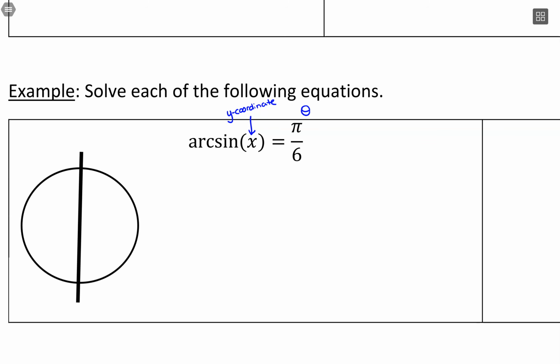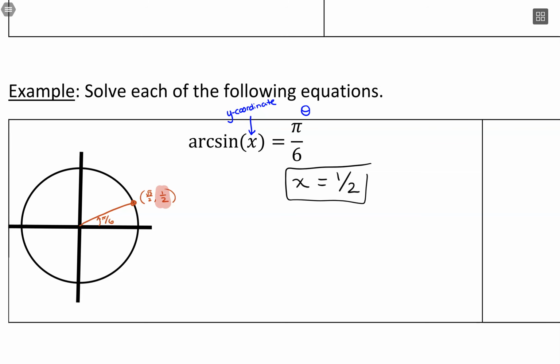If I'm on the unit circle, they're giving us the angle measurement. So we're at pi over 6. They're telling us where our terminal side is, and what we want to know is, what is the y-coordinate? So this is at root 3 over 2, 1/2. And if I want to solve for x, I need that y-coordinate. So x is equal to 1/2, and that would be the end of it. The idea being that if you plugged in arc sine of 1/2, you'll get out pi over 6.